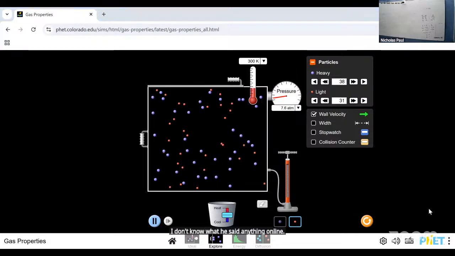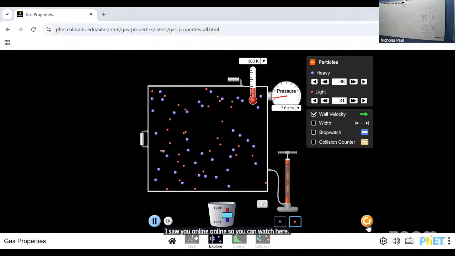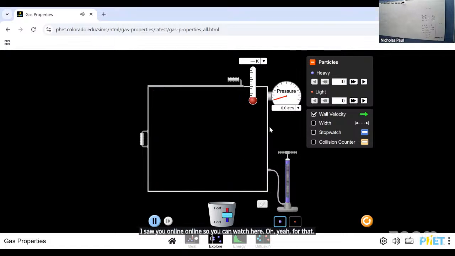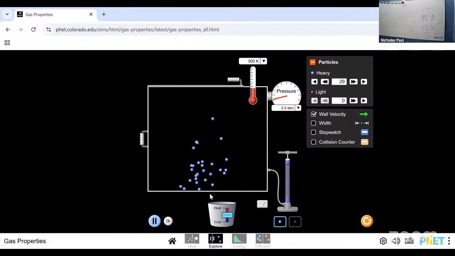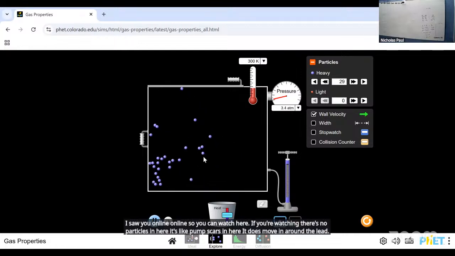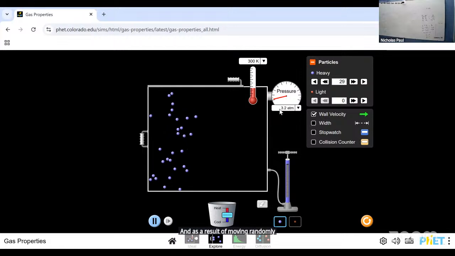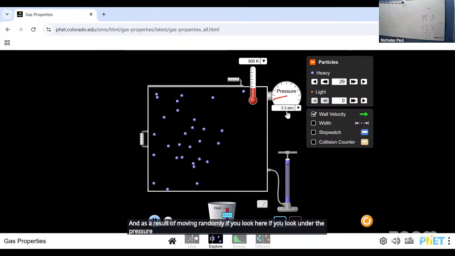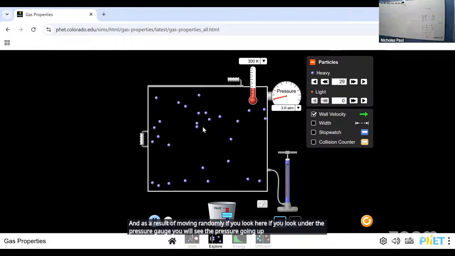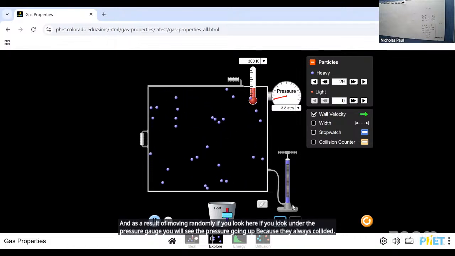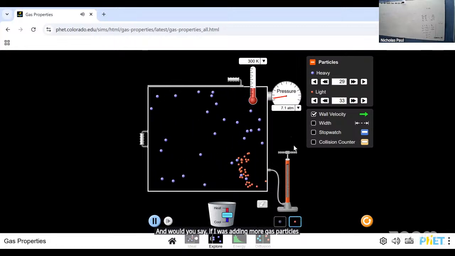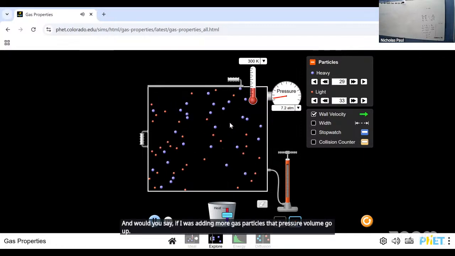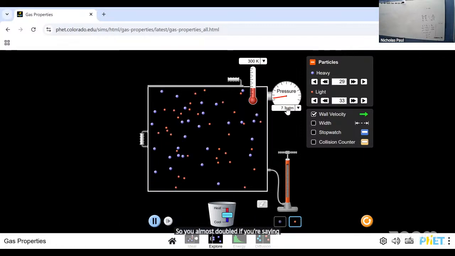So online, if you watch here, there are no particles in here. If I pump gas in here, the gas particles move randomly. And as a result of moving randomly, if you look under the pressure gauge, you will see the pressure going up, because they're colliding. And Rajiv said if I were to add in more gas particles, that pressure value will go up. So it almost doubled. It's like 7.1. You're seeing that?